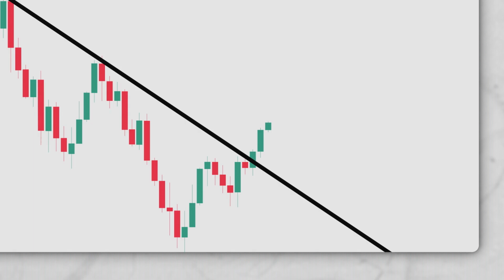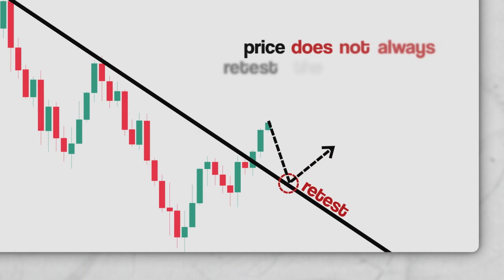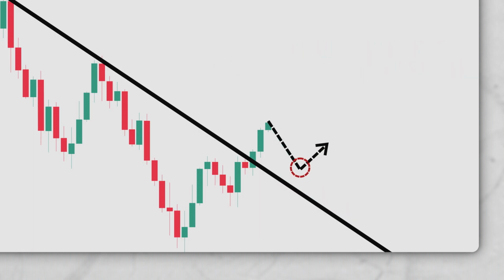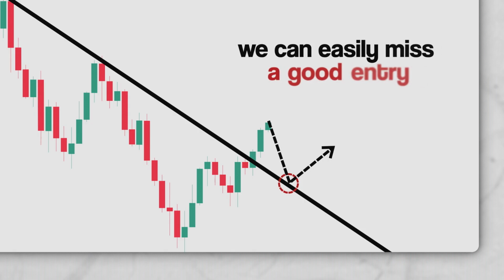To enter the trade, we wait for a retest. Now this part is important. Price does not always retest the trend line perfectly. In many cases, it doesn't touch the trend line at all before moving away. If we wait only for an exact touch of the trend line, we can easily miss a good entry.